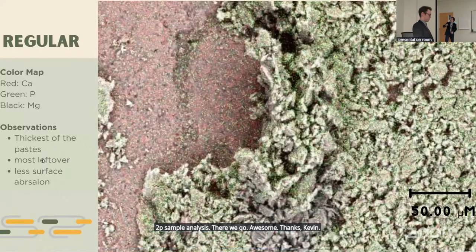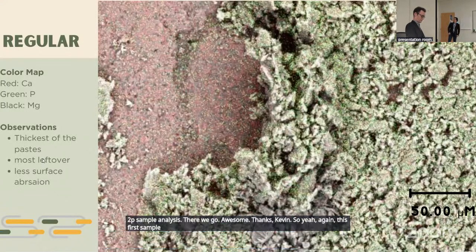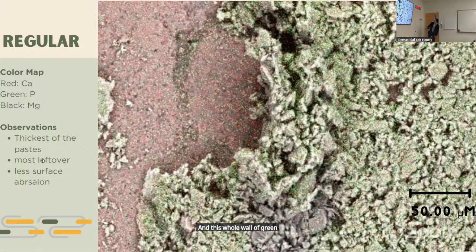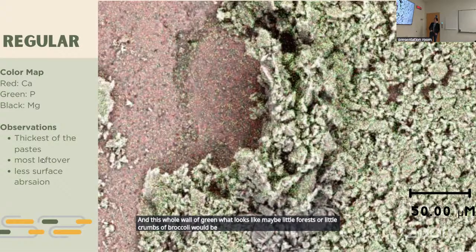So yeah, again, this first sample is of our regular paste applied to the shell. I know I was a little bit confusing by accident. Our control egg was pictured in green originally, but the egg in this regular sample would be the red you see on the left there, and this whole wall of green, what looks like maybe little forests or little crumbs of broccoli, would be our regular toothpaste that ended up sticking to the shell. So that's after the brushing, that's after the equal amounts of rinsing and everything. Again, this is measured a little bit more of a macro view at 50 microns.